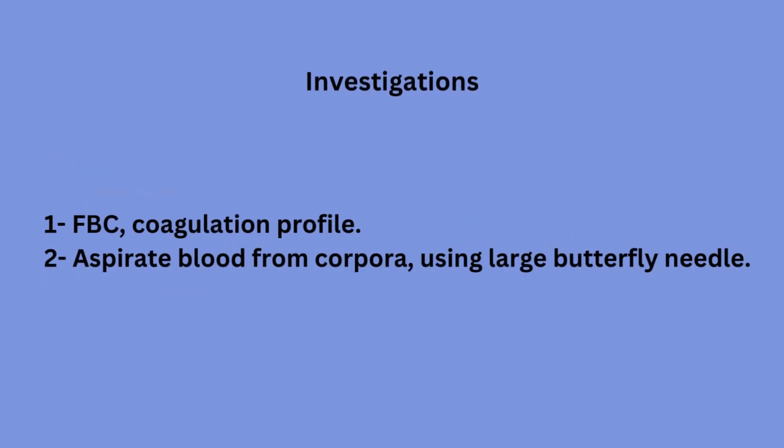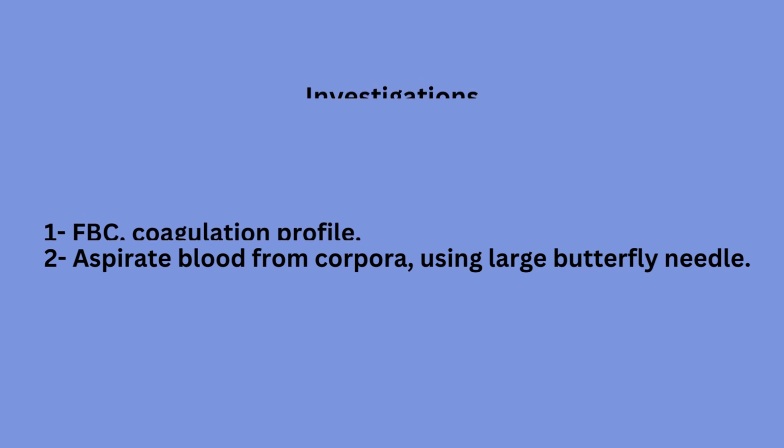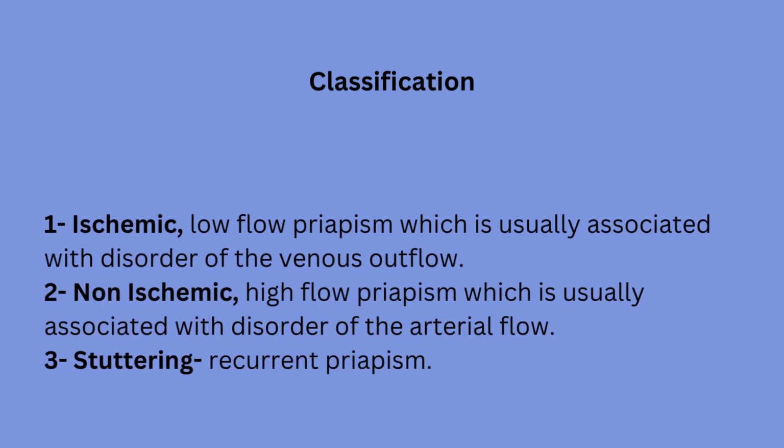Baseline investigations. The baseline investigations for this patient should be baseline bloods, includes FBC, white cell count, platelet count and coagulation profile, looking for signs of infection or hematological malignancies. Then aspirate blood from corpora, using large butterfly needle. This is important because it will help you to determine whether or not this is ischemic, non-ischemic or stuttering priapism.